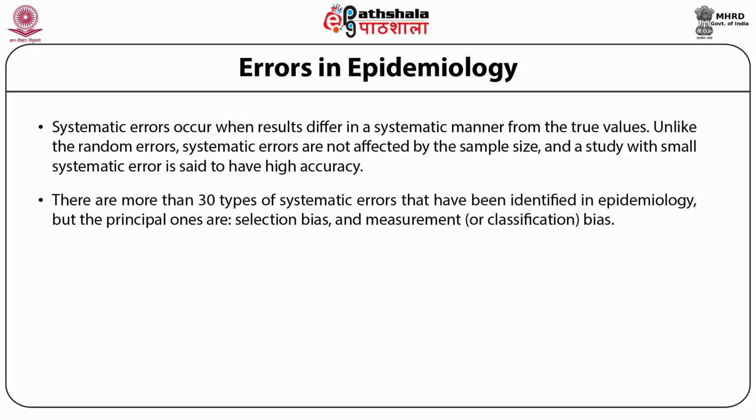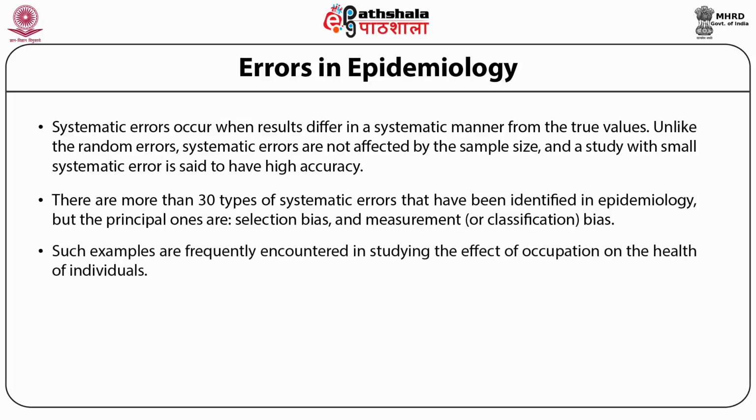The former occurs when there is a systematic error in the characteristics of the sample selected and the people who are not a part of the study. A selection bias occurs when there is unavailability of the people for the study of a particular disease or factor. Such examples are frequently encountered in studying the effect of occupation on the health of individuals. In such cases, employees who are healthy enough to perform their duties should be selected in the sample, but this usually does not happen, leading to selection bias. Individuals who are already ill or cannot perform their duties effectively introduce a selection bias to the study.